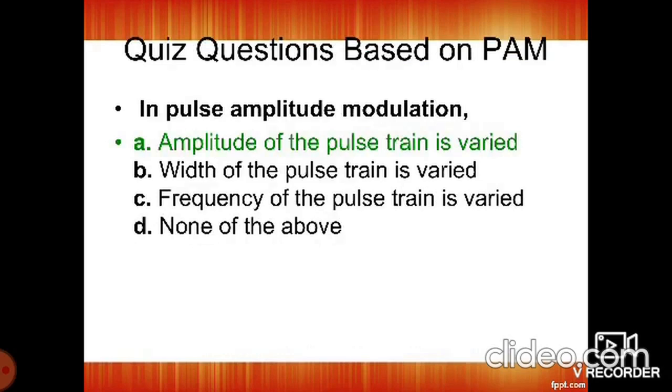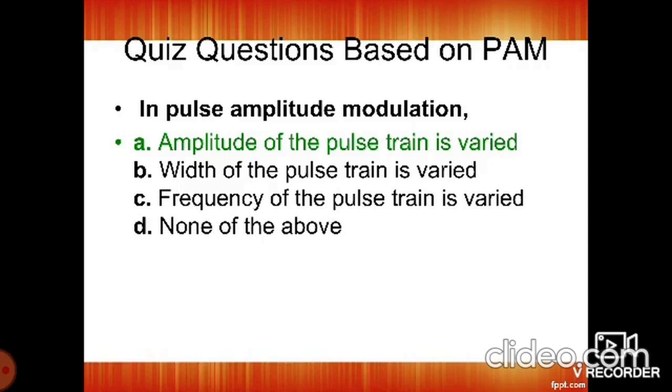Here it is detected by using a demodulator circuit. The PAM signal is given as the input. A reconstruction or low pass filter is used to reconstruct the PAM signal, so that the final pulse amplitude modulated signal is reconstructed. Next, the quiz question. Before that, the application, advantages and disadvantages of PAM.